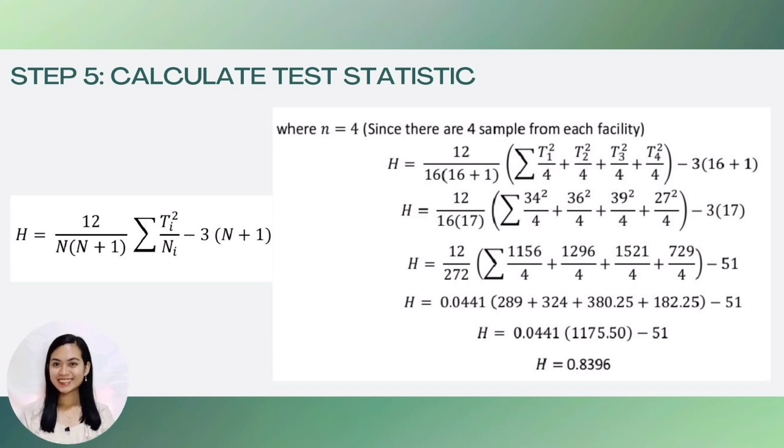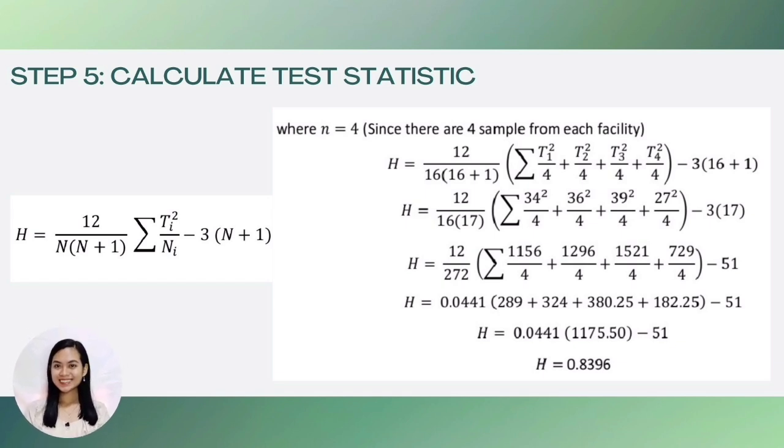So now we can calculate our test statistic. We're going to call it H, but just think of it as a chi-square value. And here we have our equation for calculating that. This is kind of complicated: 12 divided by N times N plus 1, times the sum of T squared divided by n, minus 3 times N plus 1. That sounds kind of confusing, but I'll show right now how we actually get those numbers.